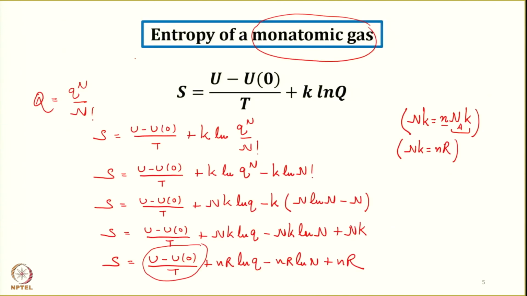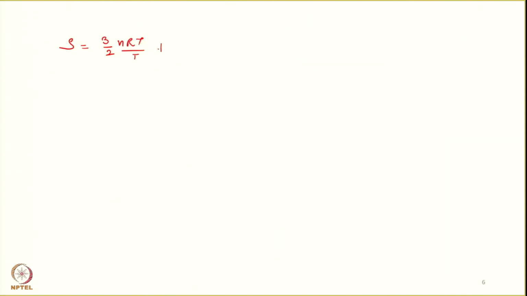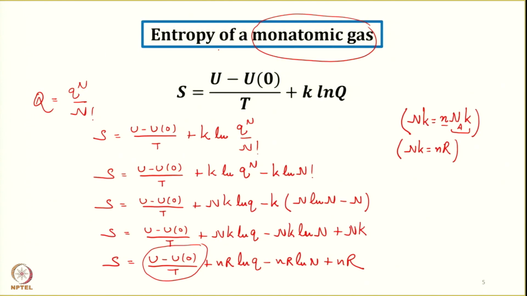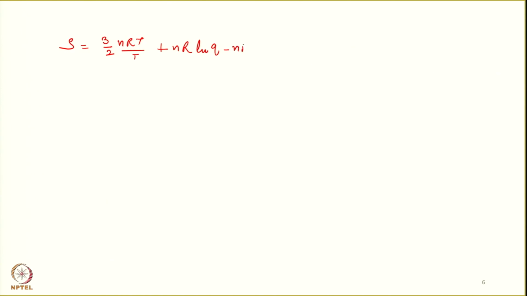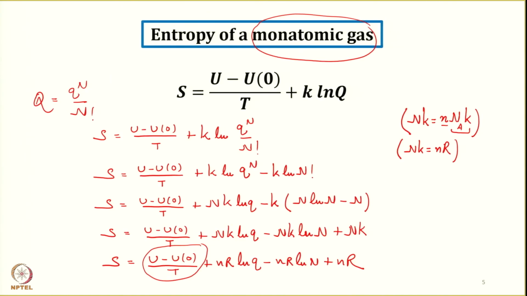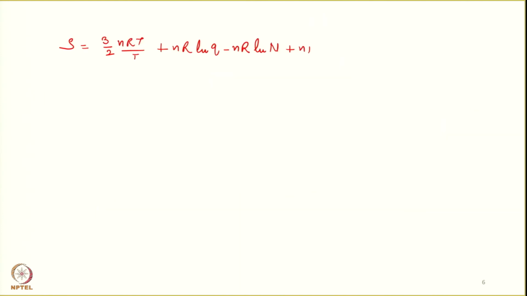So what do we have now? S is equal to U minus U0, which is 3/2 nRT, divided by T, because that is the first expression, (U minus U0) by T, plus nR log Q minus nR log n plus nR. This is what we have now.